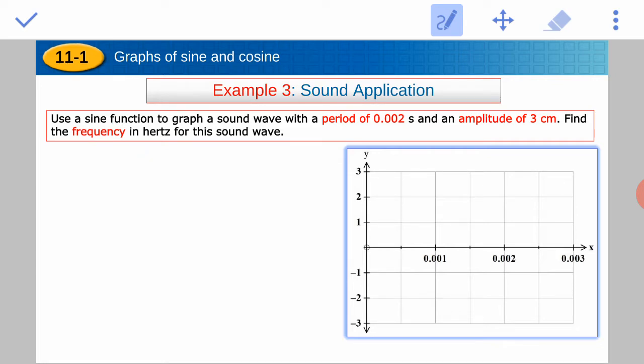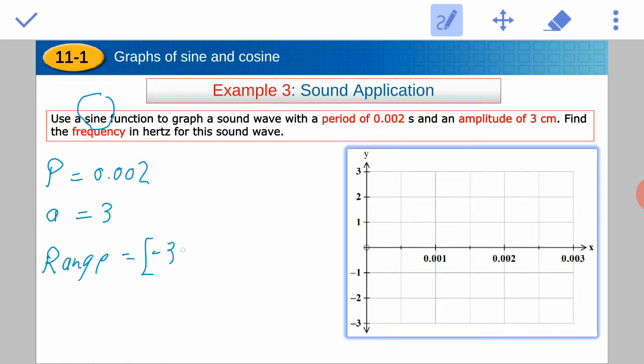Take this example. Use a sine function. So guys, we're using the sine function to graph the sound wave with a period 0.002. So the period of that sound wave p equals 0.002 with an amplitude of 3 centimeters. Guys, that is a equals 3 centimeters. And you know guys, the amplitude has an effect on the range of that sound wave. So the range is going to be at minimum -3 and at maximum 3. So I expect to see the whole graph between -3 and 3.